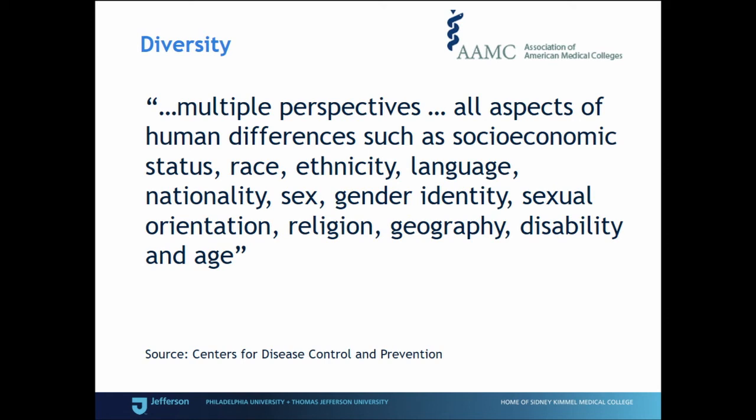So let's take a little bit step back. Let's go back into the broader. Here's a definition of diversity. This is from the Center for Disease Control and Prevention. So you can see that up there. That's their definition. The definition I like to use is that diversity is really the richness of human differences. It's a very simple definition, but it really is a definition that is inclusive of all.